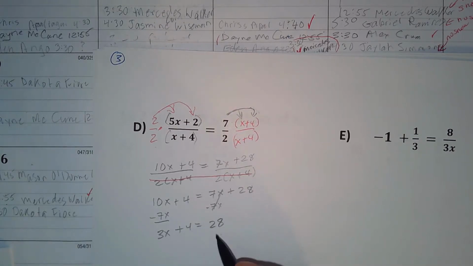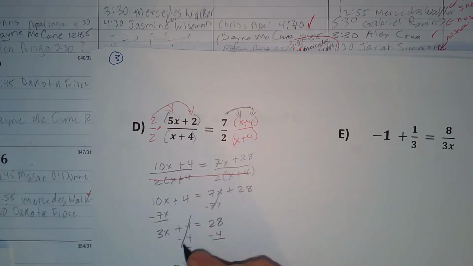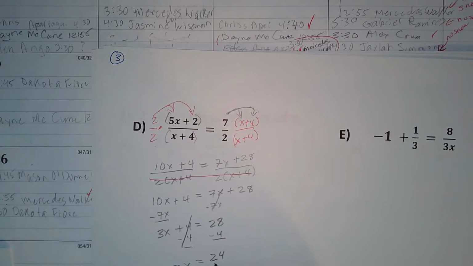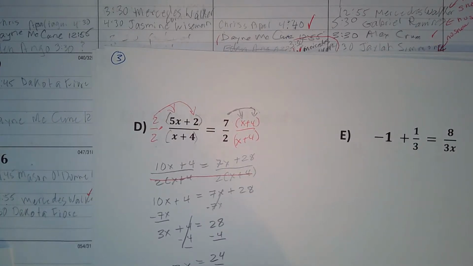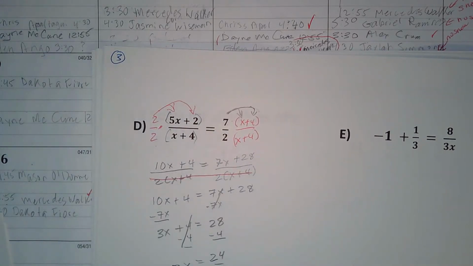Now I want to get the 4 over with 28, so I'm going to subtract 4 from both sides, and I get 3x, this cancels, equals 24. Now I'm going to divide by 3, and I get x equals 3 times 8 is 24, so 8. So, good answer, okay? All right, so let's go on to the next one.